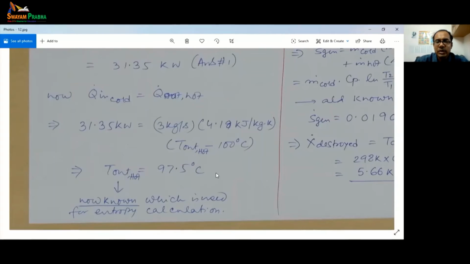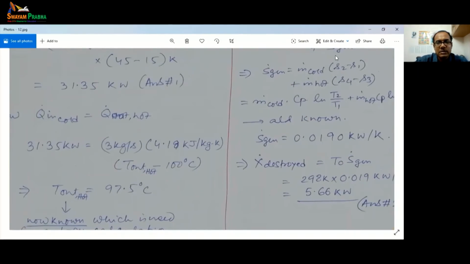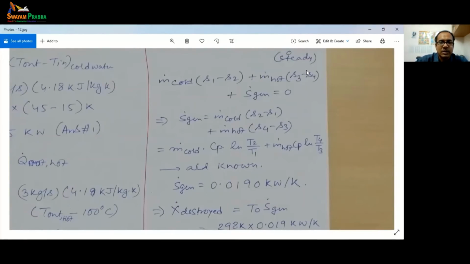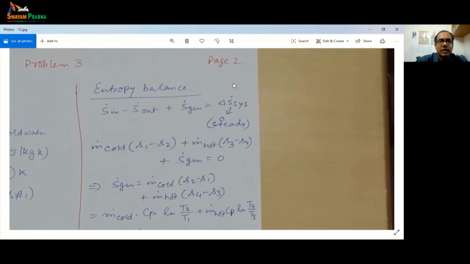Okay, so what we see is that the 100 degrees centigrade hot stream is getting down to 97.5, so it's losing 2.5 degrees centigrade in heating up the cold stream. Now we know the temperatures at both locations, inlet and outlet, for both the streams, and these will be required for the entropy balance.